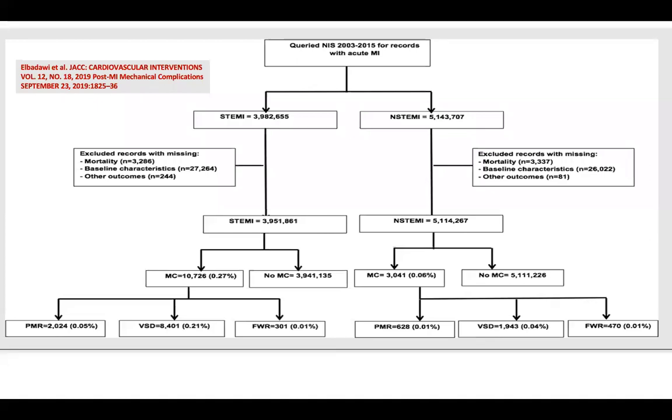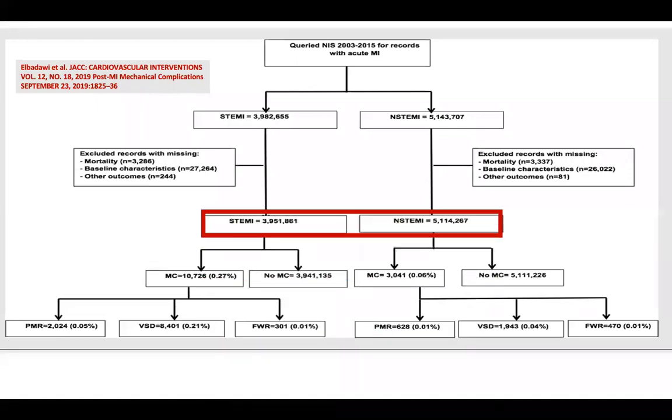In this paper, if you can see, it's a big series of patient admissions, around 9 million cases. STEMI were around 4 million and non-STEMI more than 5 million cases. And what was the mechanical complication rate? It was 0.27%, which is pretty low. Then in the non-STEMI, it was around 0.06. So you will see mechanical complications both in STEMI and non-STEMI.